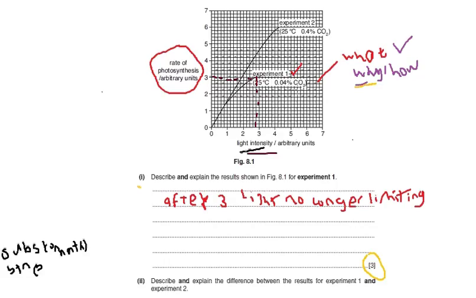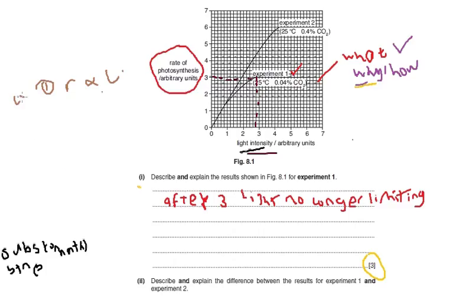Now the difference between experiment 1 and experiment 2. We can see experiment 1 is going in a straight line and then it curves out here, and this one also goes in a straight line and curves out here. So both at lower light intensity, as the light intensity increases, the rate of photosynthesis increases. Okay, that actually, the rate is proportional to light intensity. That's the first point you should write for Roman 2.